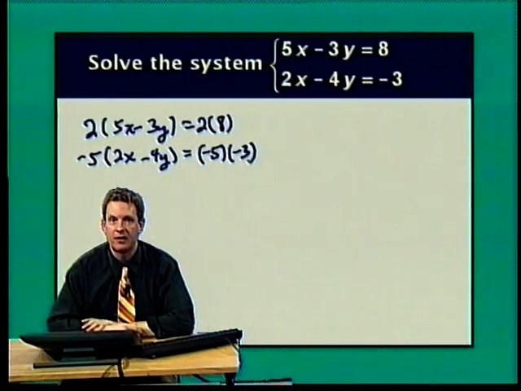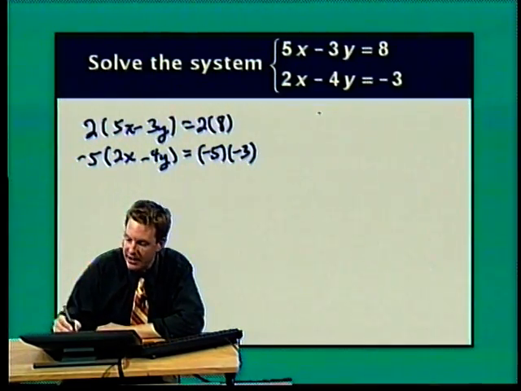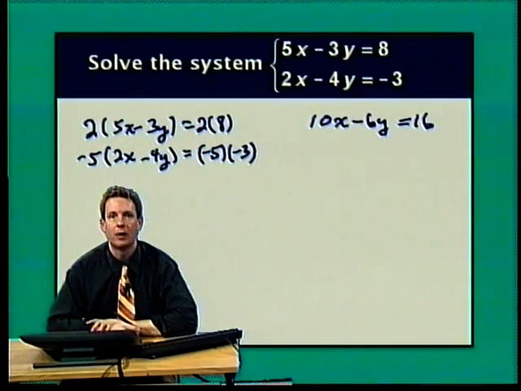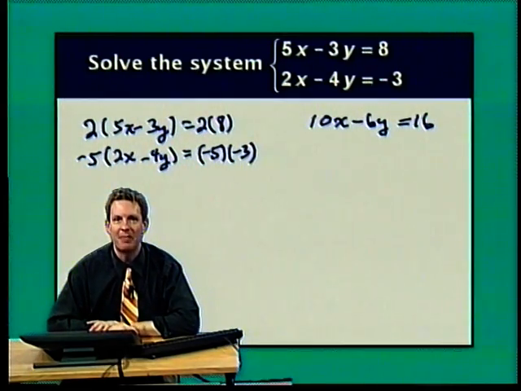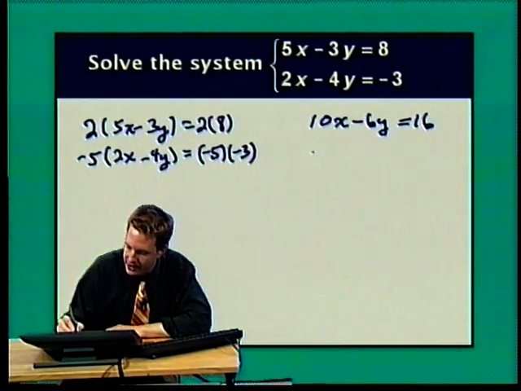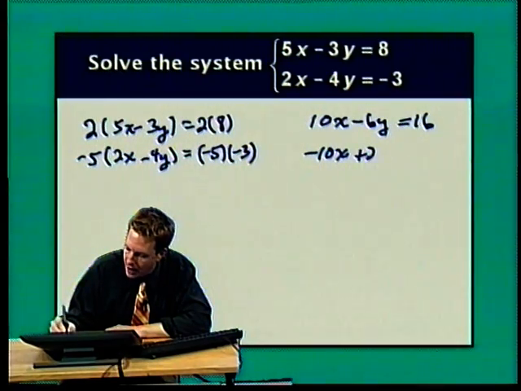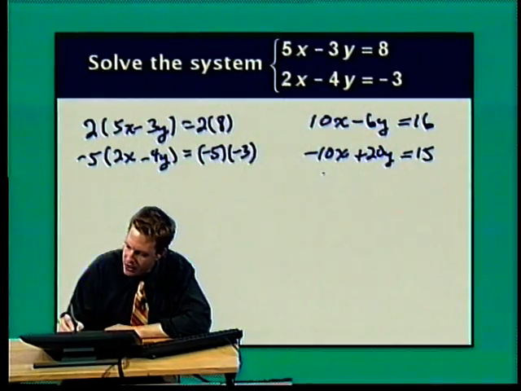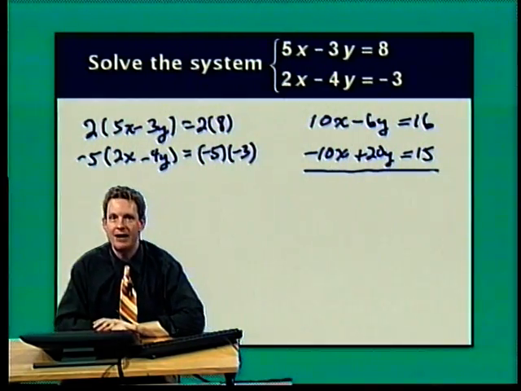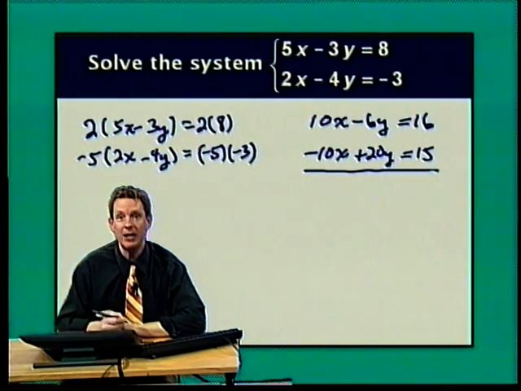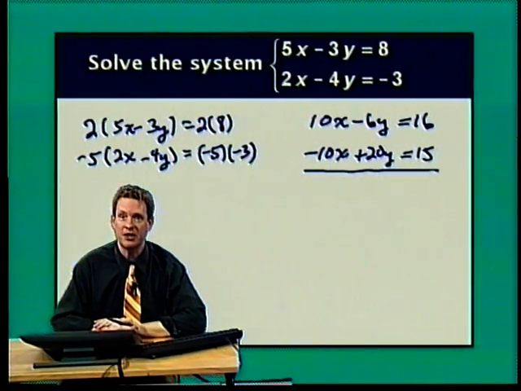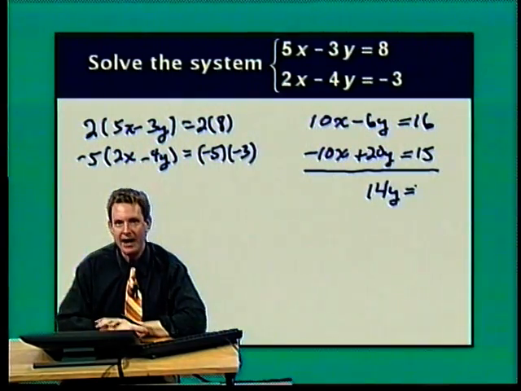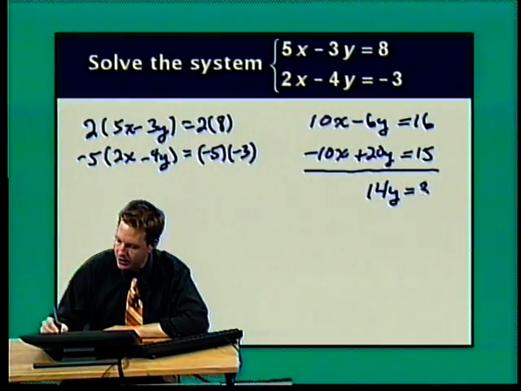When I multiply both sides of the first equation by 2, I get the equivalent equation 10x minus 6y equals 16. When I multiply both sides of the second equation by negative 5, I get the equivalent equation negative 10x plus 20y equals 15. Let's add the respective sides of the two equations. 10x minus 10x, that's 0x. X has been eliminated. That's the whole reason I just went through those motions. Negative 6y plus 20y, that's 14y, and that equals the sum of 16 and 15, which is 31.